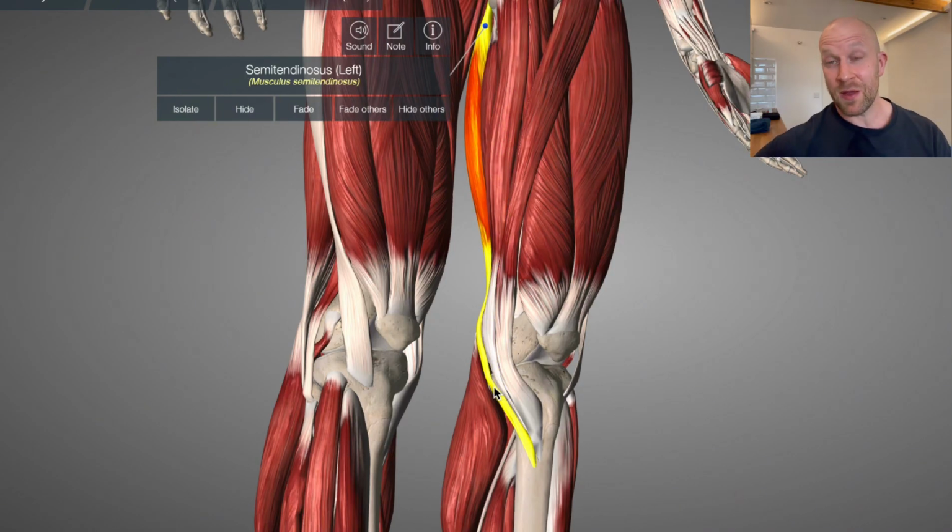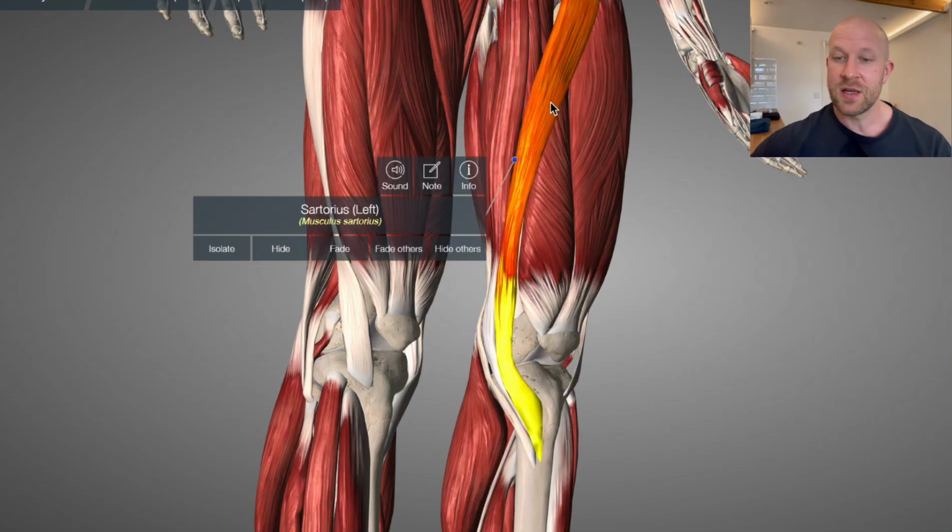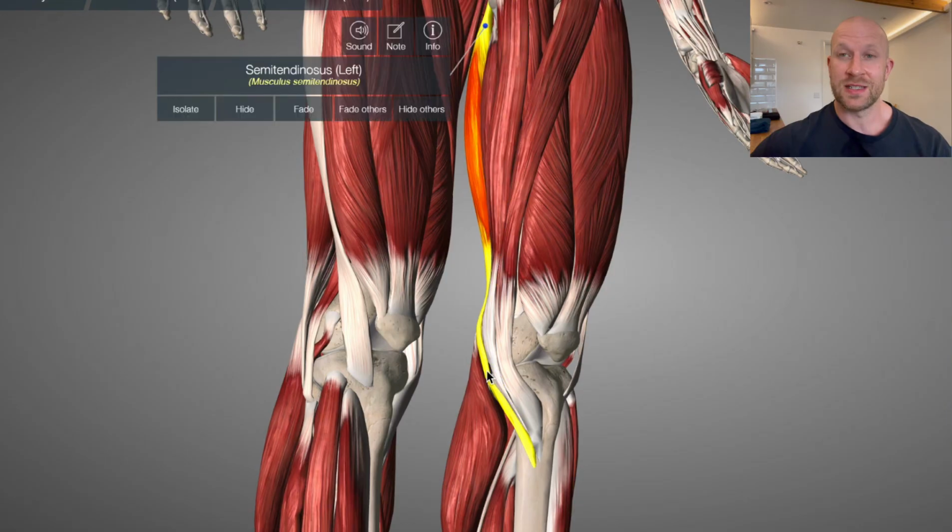Now the interesting thing about those 3 muscles is that they all come from the 3 different bones of the pelvis, with sartorius originating at the ilium, gracilis originating at the pubis, and semitendinosus originating at the ischial tuberosity.